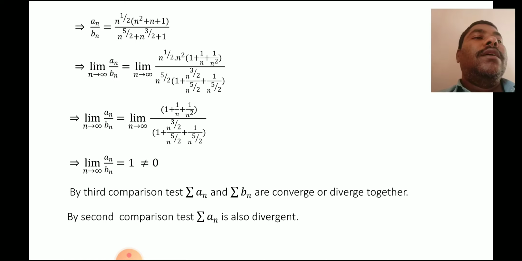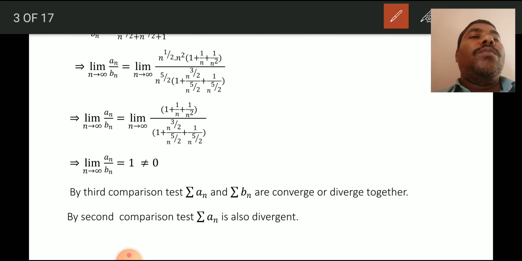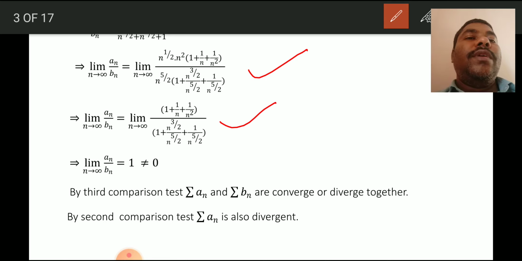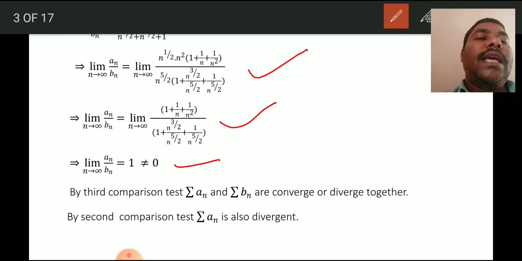So then apply the limit on both sides. After simplification we have this term, and after applying the limit we get 1, that is not equal to 0. By the third comparison test, summation an and summation bn converge or diverge together. Then by the second comparison test, summation an is also convergent.